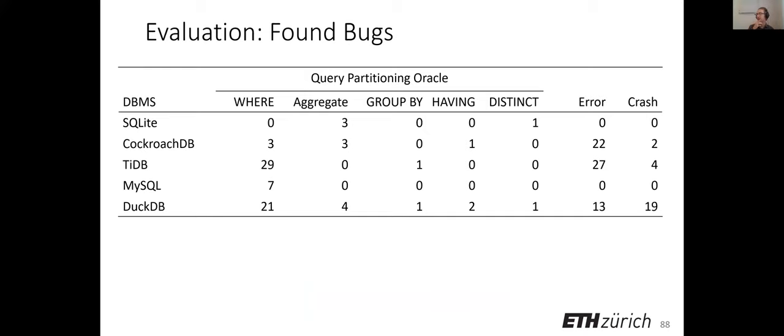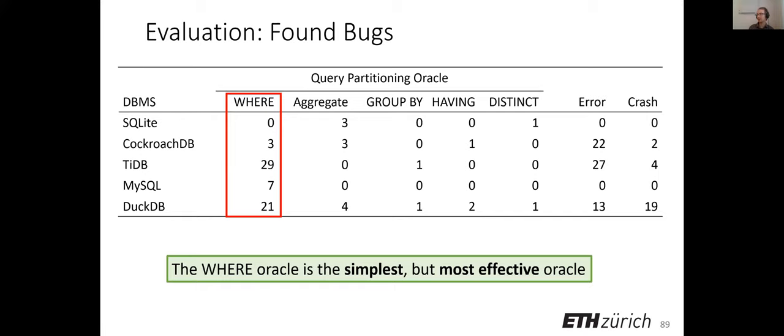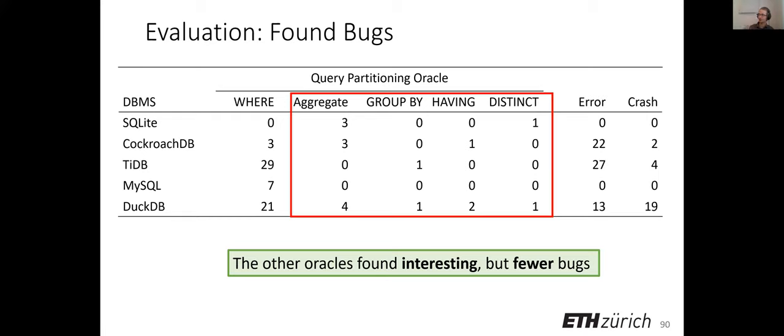Let's now look at the individual test oracles. So here it seems that we found most of the bugs with the WHERE oracle, which is not only the simplest one, but also seems to be the most effective one. For the other test oracles, we found interesting bugs, but a fewer number.